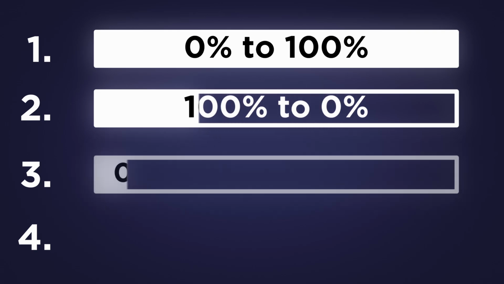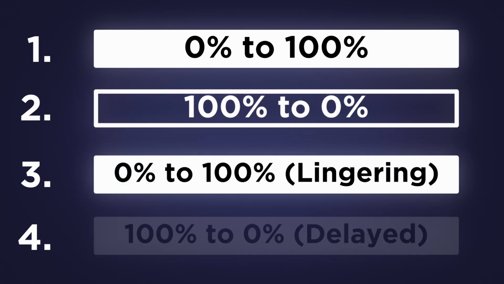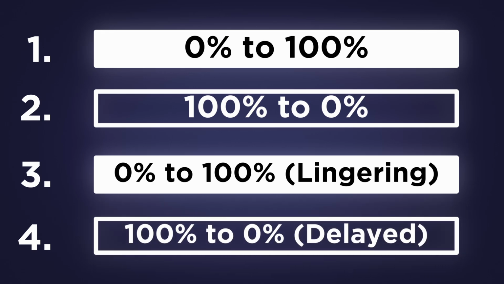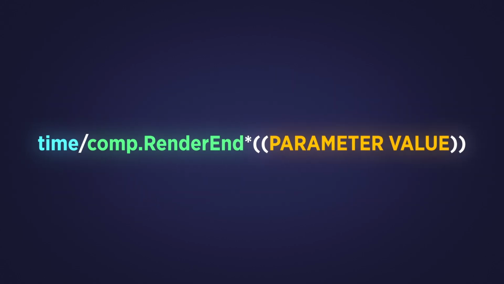There's primarily only 4 kinds of progress bars that you'll ever need, and they are 0 to 100, 100 to 0, 0 to 100 that stays after completion, and lastly 100 to 0 with a delay at the beginning. Anyway, let me show you how these expressions really work. First, we're gonna start with the 0 to 100 bar. The expression for this one is by far the simplest one yet.